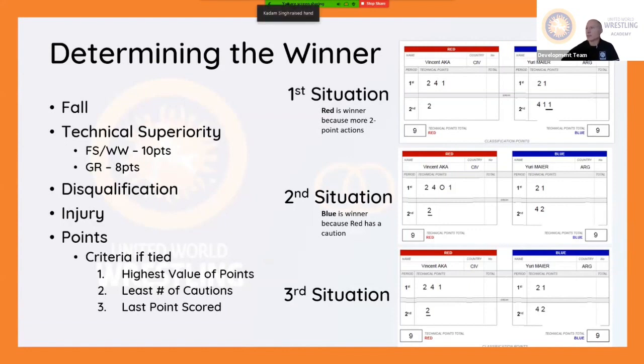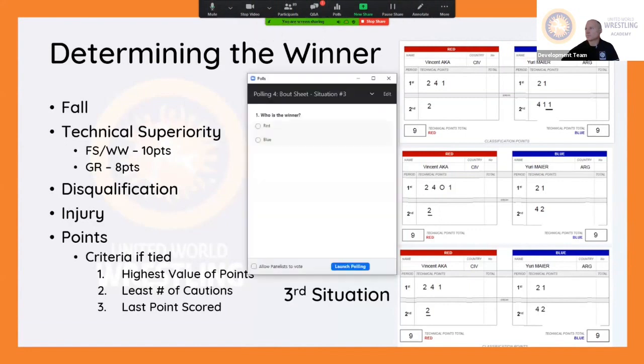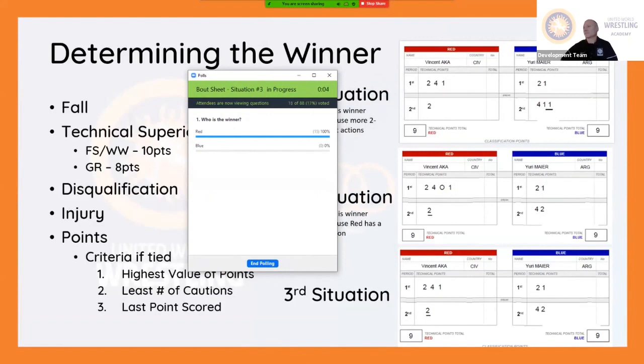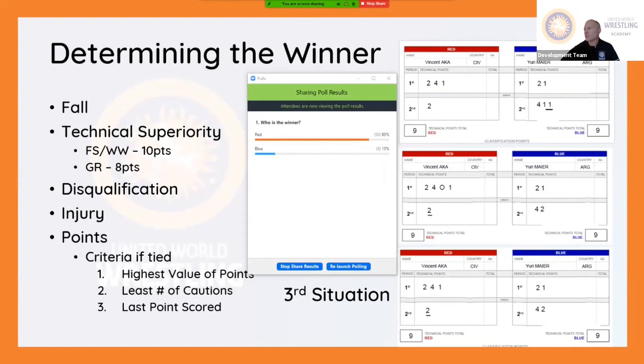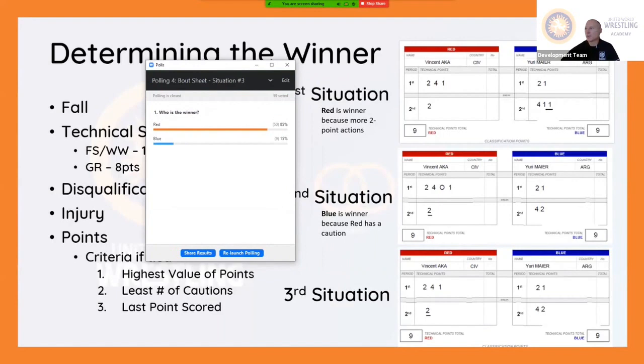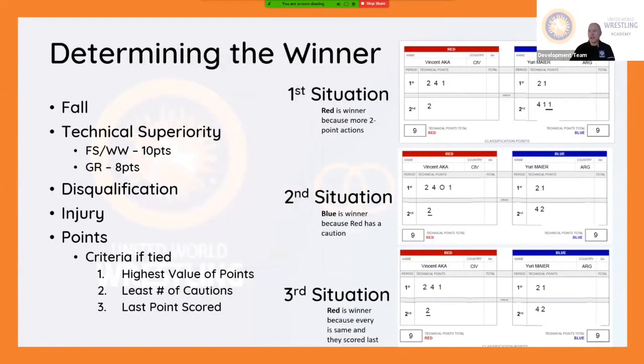All right, and the last one here, the third situation. Who is the winner in the third situation? A few more seconds here. All right, we'll end it. A majority of you have red as the winner, and for those of you that had red as the winner, you are correct because red scored last.